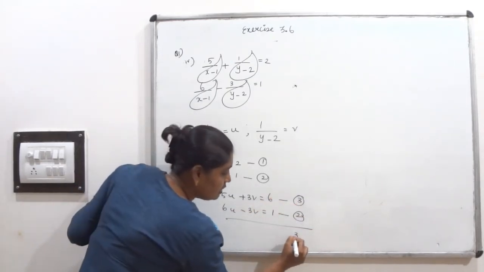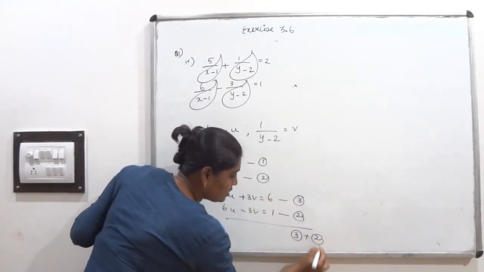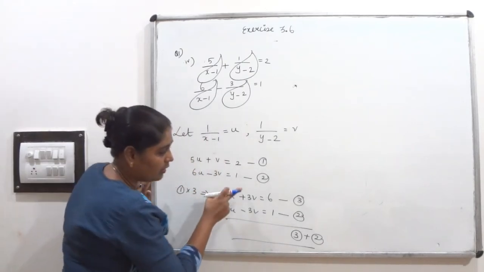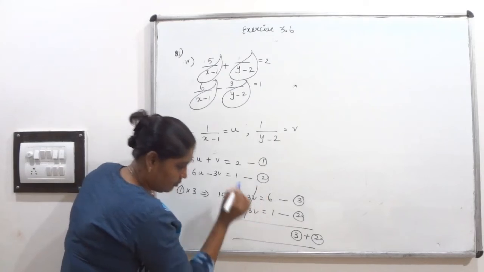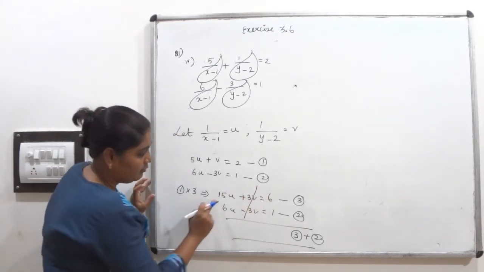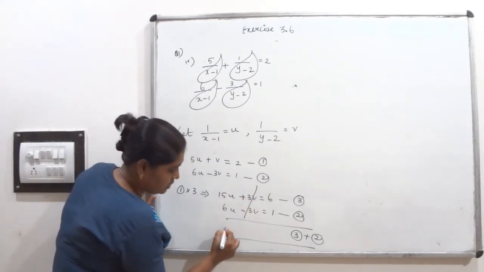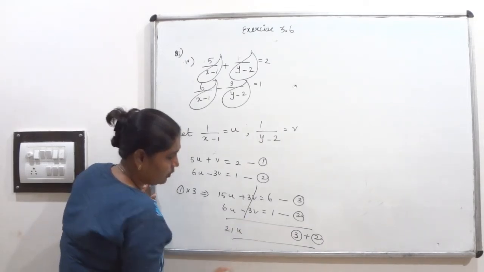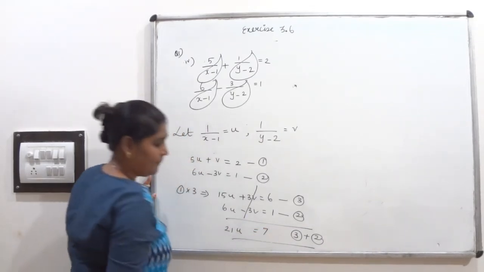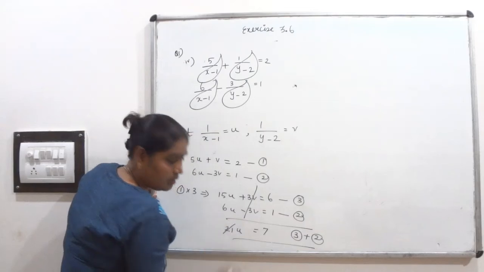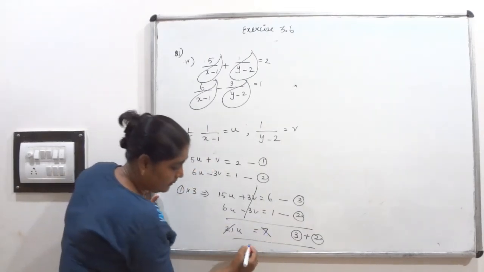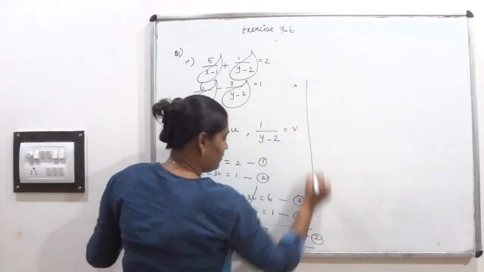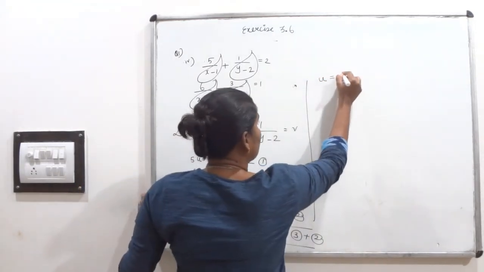Third equation plus second equation. Why I am adding these two? Already alternate signs in v variable, so that both will be eliminated. 15u plus 6u, that is 21u equal to 7. Then u equal to 1 upon 3. I will write here. U equal to 1 by 3.